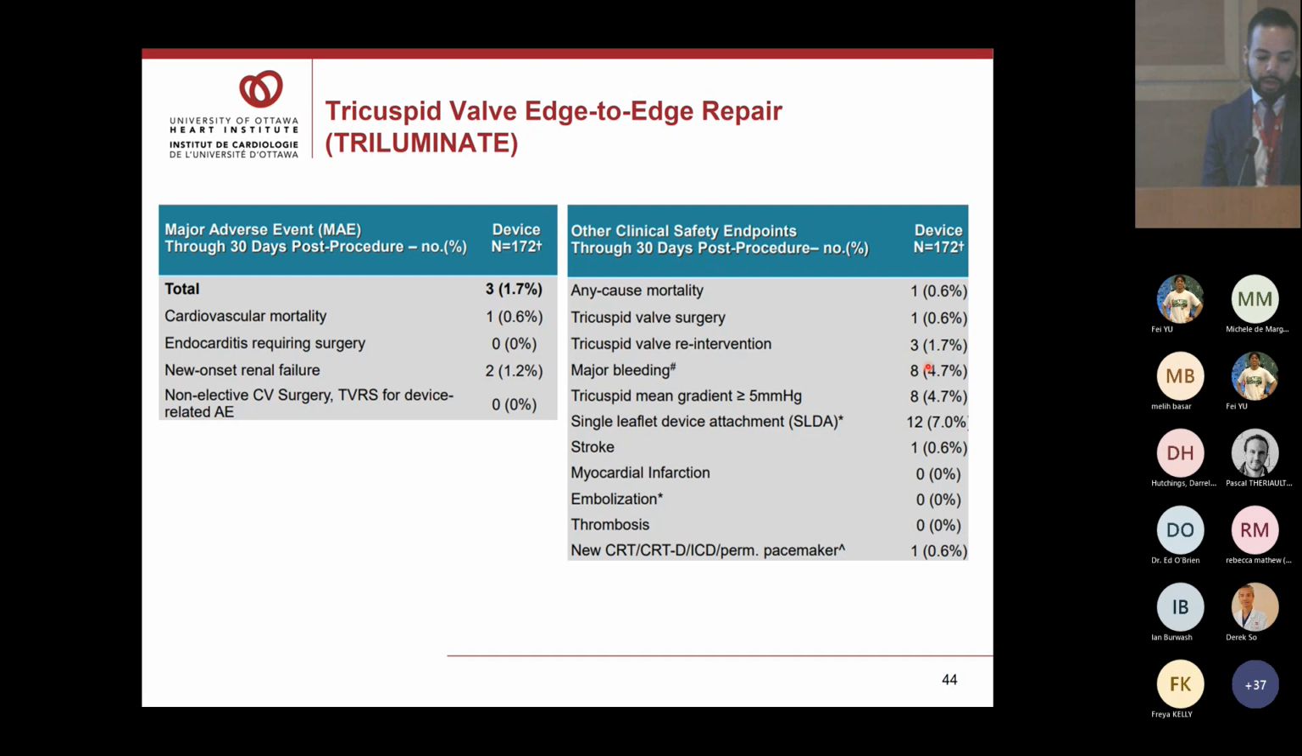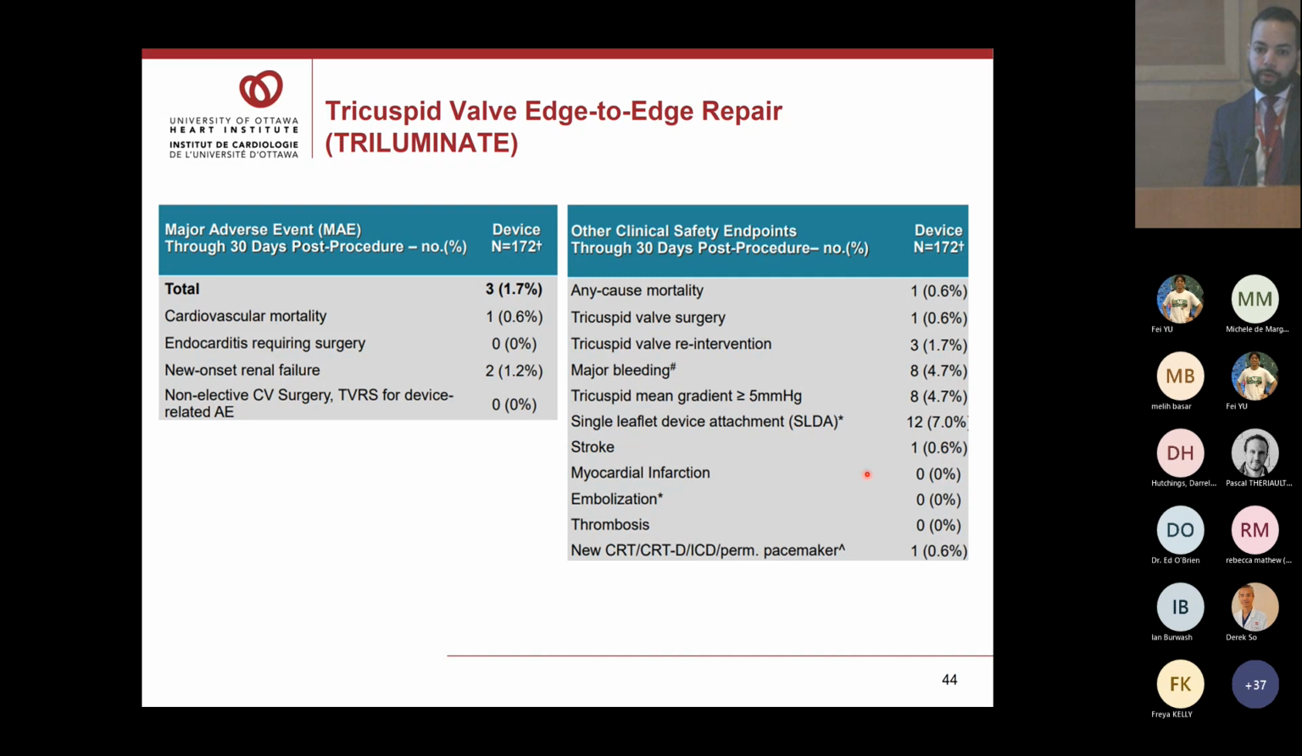Importantly, in terms of safety, this was a safe procedure. So in terms of major adverse events, they only had 3, 2 new onset renal failures and 1 cardiovascular death. And in terms of their sort of non-major adverse events, low rates of tricuspid valve surgery, low rates of single leaflet detachment, nobody embolized, and low rates of major bleeding. Again, speaking to the familiarity that the structural world has gotten with TEER from the mitral side.